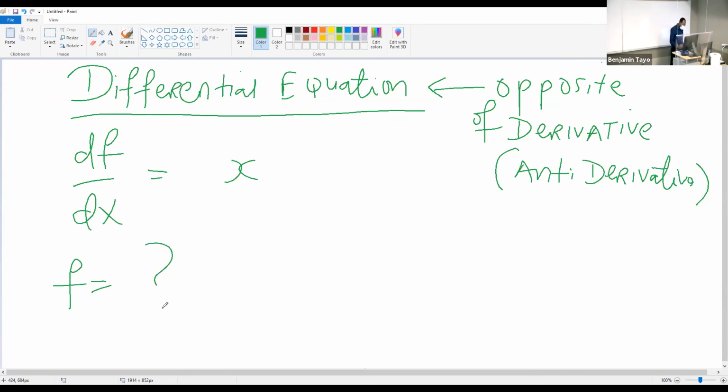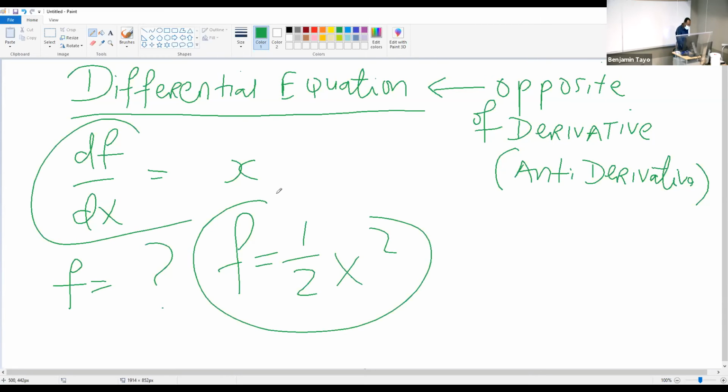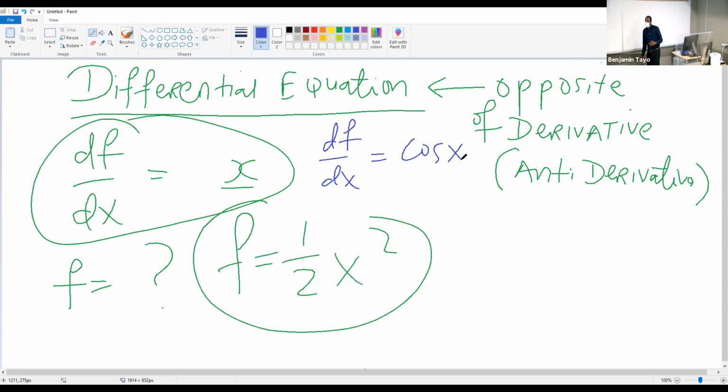1/2 x squared. 1/2 x squared, that's correct. So f is 1/2 x squared, right? And so I can say that this is a solution to this differential equation right here. Why? Because if you take the derivative of f with respect to x, you get x. Now you can also think about other examples. Then in this case, you know that, for example, f is going to just be sine of x, because the derivative of sine of x is cosine of x.